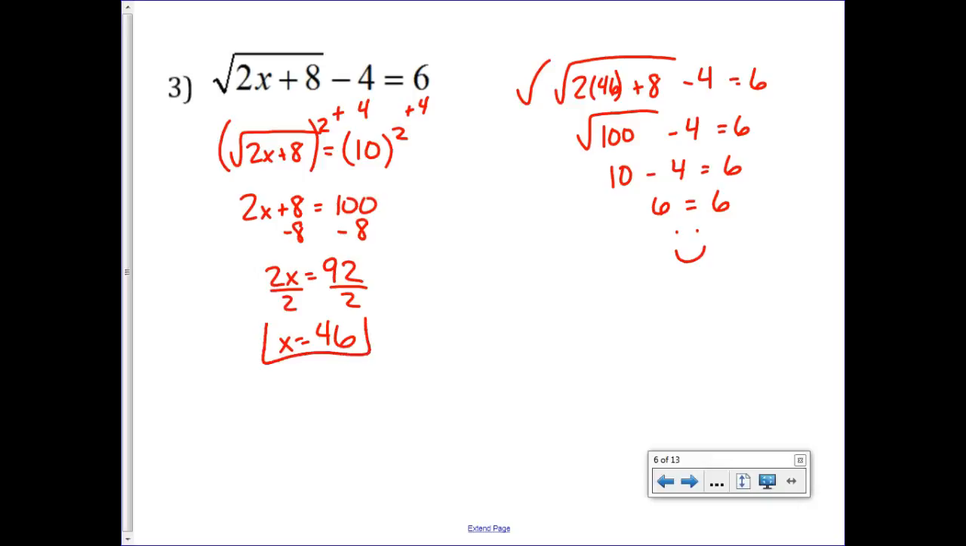So this is an answer. And I want to point out, I didn't put plus or minus 10. We didn't put that square root in there. It was already there, so we assume the positive there.